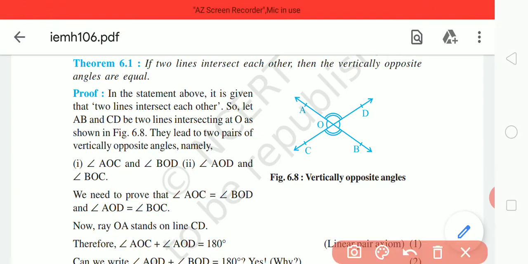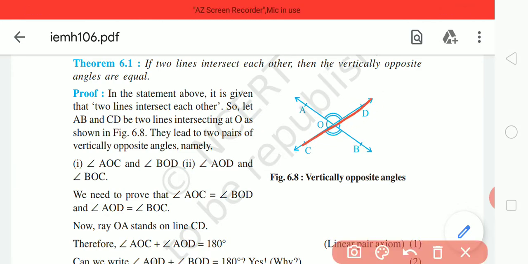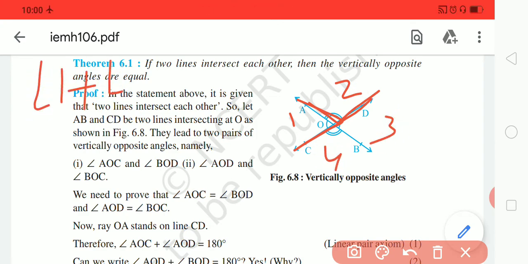See here, this O is the intersection point. We can take AOC and BOD, these two angles, and we have to prove that these are equal, AOD equal to BOC. So if I am taking this line segment, AOC plus AOD is equal to 180 degree. I am taking 1, 2 here, 3 and 4 here. So angle 1 plus angle 2 equal to 180 degree, right?